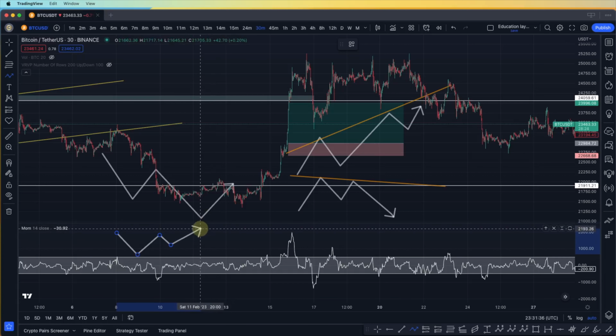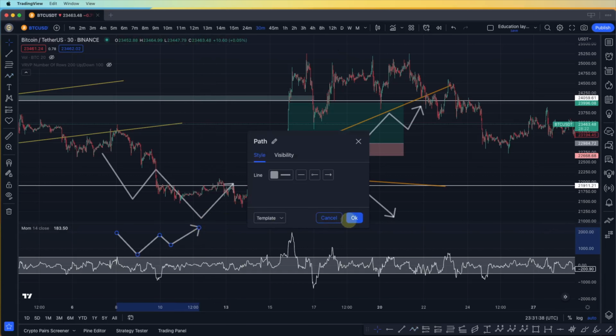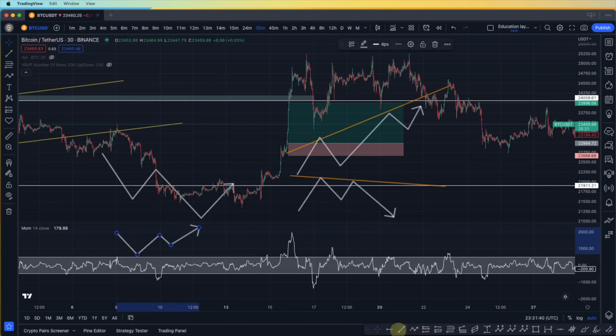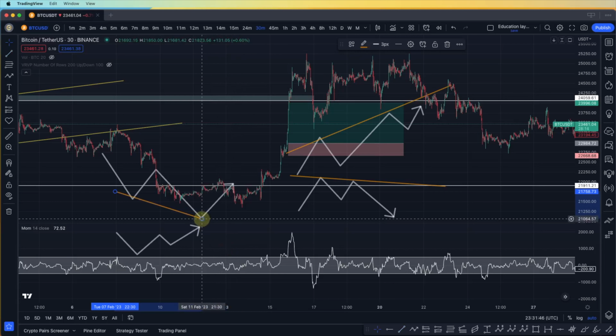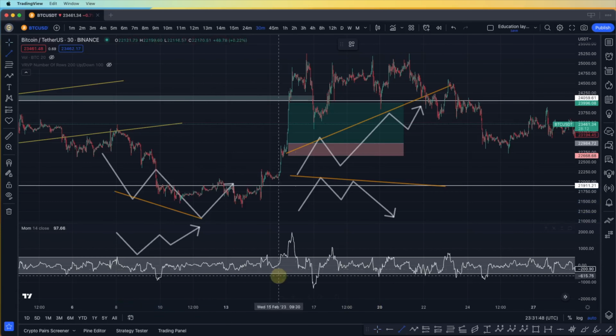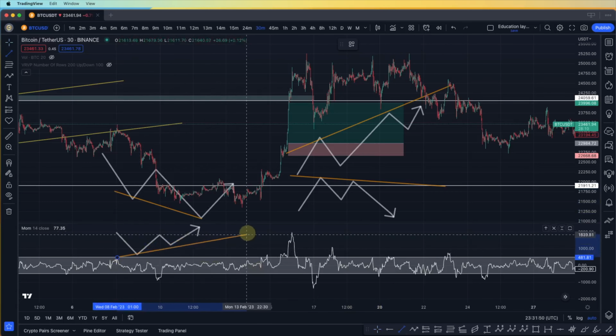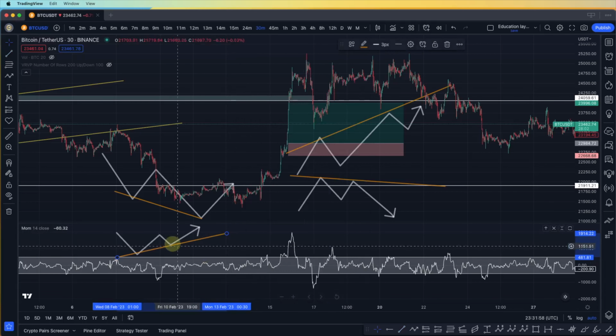That is a potential reversal pattern on the market. As you can see here, the market makes a lower low, while the momentum or any oscillator shows the divergence, making a higher high. That is for the uptrend.